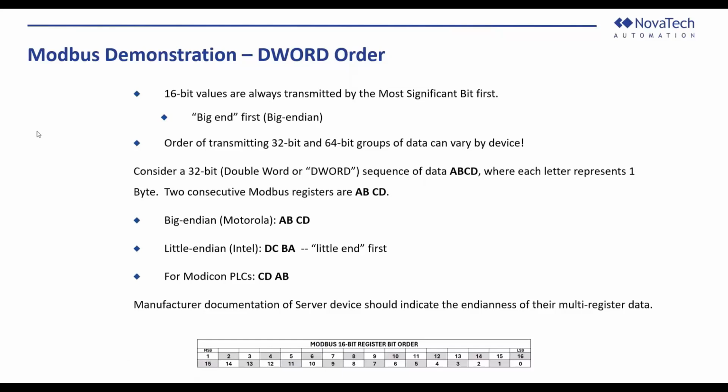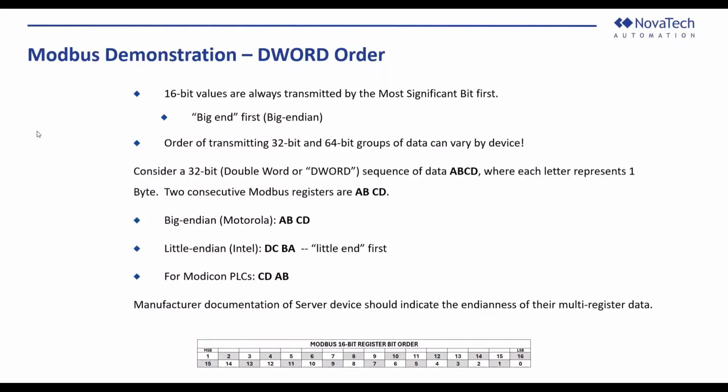So about double word order or D-word order. One thing worth noting is it really only applies when you're sending multi-register or multi-word points across. So 16-bit values, single register, are always transmitted the most significant bit first. Another way of saying that is it sends the big end first, and that's what we refer to as big endian. When you're sending those larger values, those multi-register values, the order of transmitting that data can vary, again, depending on device.